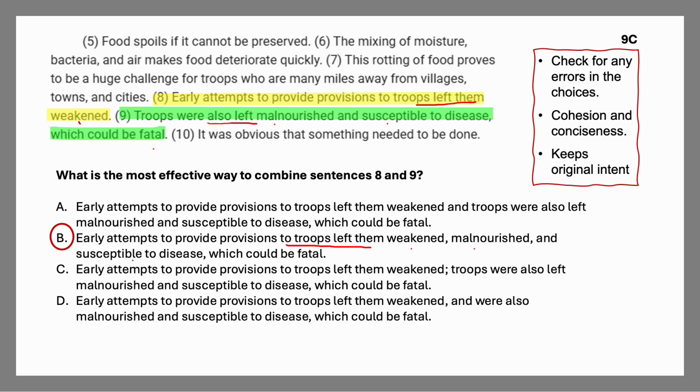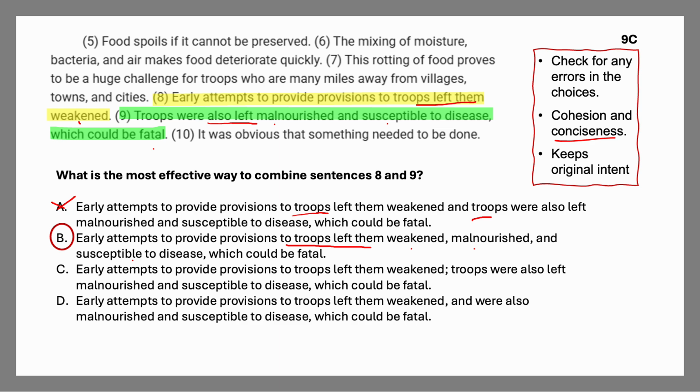Key information, took out the redundancy, and I've combined my sentences with the appropriate punctuation. So let's just take a look at A. Early attempts to provide provisions to troops left them weakened, and troops were also, it's repetition here. If I'm trying to combine sentences and be concise, I'm not going to see repetition like that. So I'm already going to cross it out. And it looks like it is grammatically correct.